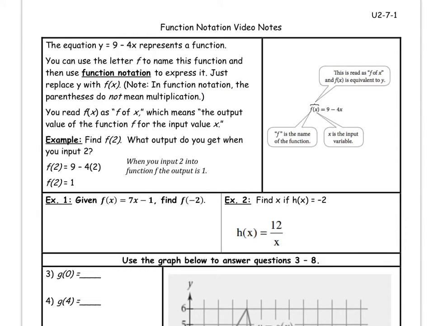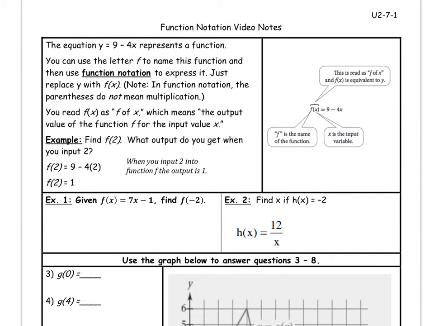So the first equation we're going to look at is the equation y equals 9 minus 4x. This represents a function. Our input is x and our output is y. You can use the letter f to name this function and then use something called function notation. So why do we use the letter f? Well, function starts with f. If we have more than one function, like down here, we can use different letters to represent different functions.